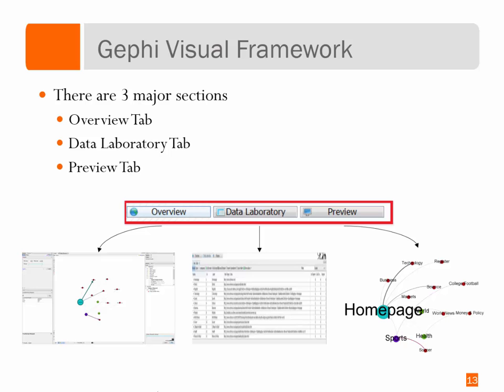The Data Laboratory tab is where we're going to define what goes into the network diagram, and we're going to walk through examples of how we create those tables and how we structure the network diagram. And then the Preview tab is, just like it sounds, the more visual-oriented section of Gephi, where we're basically viewing and reviewing our network diagram without anything else complicating or cluttering up the screen. So let's start with the Overview tab.